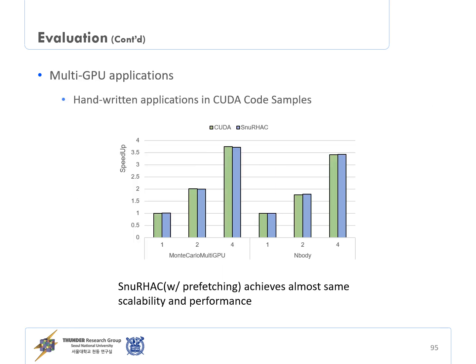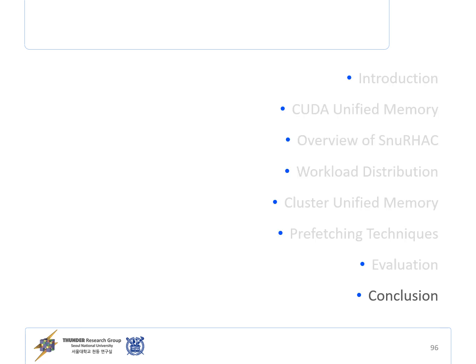We compared the performance of SnuRHAC with multi-GPU applications in the CUDA code samples. The figure shows the speedup obtained by varying the number of GPUs. The result indicates that SnuRHAC achieves almost the same scalability and performance as the handwritten multi-GPU applications.